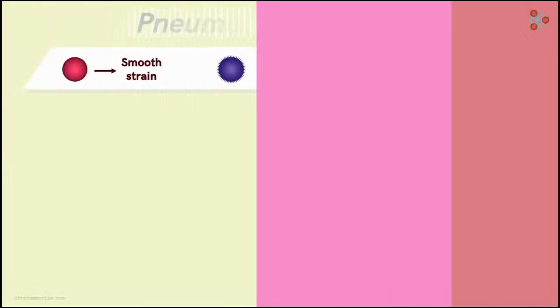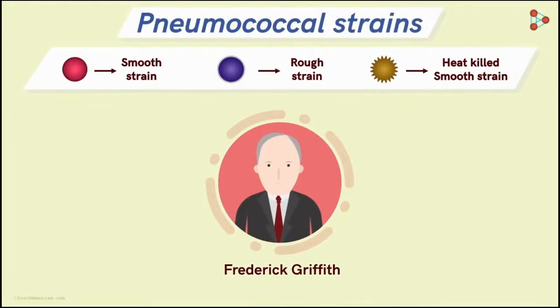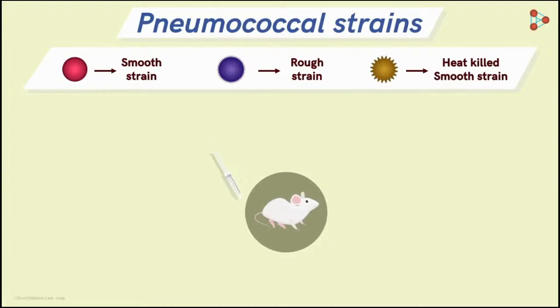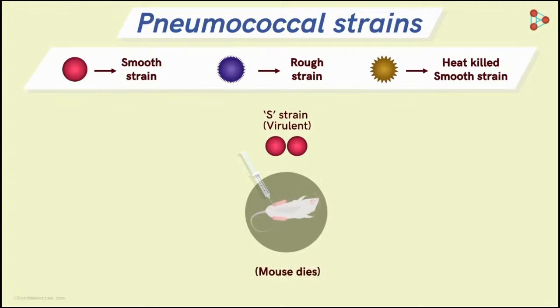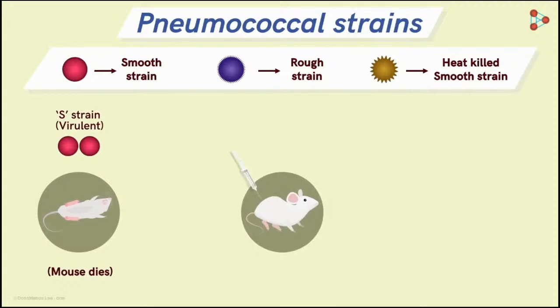Now getting back to Griffith's work, let's see what experiment he exactly performed. He first injected a mouse with the S strain, which is the smooth strain of the pneumococci. As expected, the mouse died. Similarly, on injecting another mouse with a rough strain, the mouse survived. This was pretty much anticipated by him because the rough strain is usually the avirulent one.